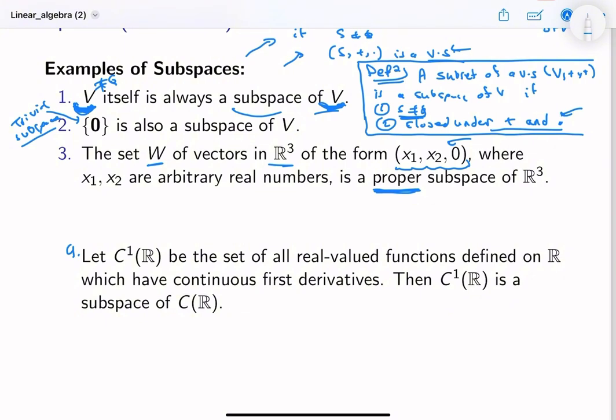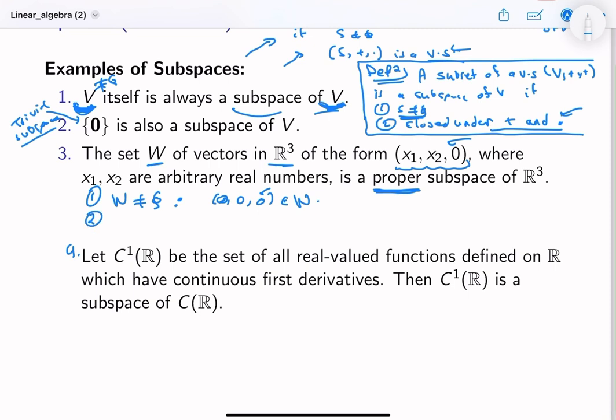So let us prove using definition 2. So the first thing we check, omega is not empty. Well, of course it's not, because (0, 0, 0) is in R cubed, and it has the property that the third component is 0, and hence it's in omega, right? So it has an element, it's not empty.